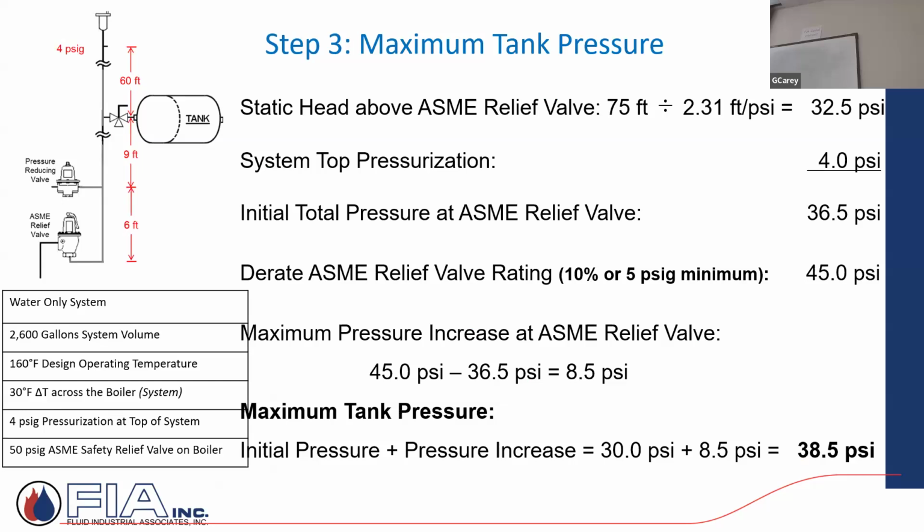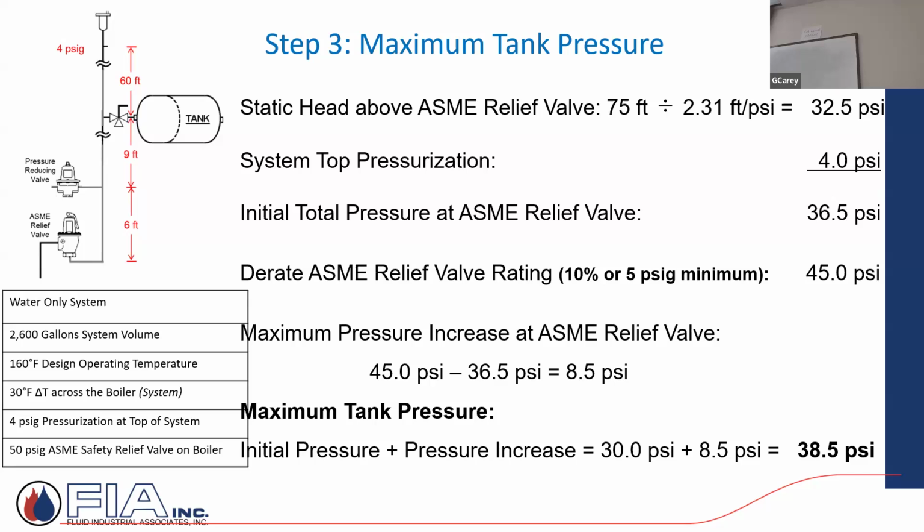So then maximum tank pressure. This one gets a little confusing. It can be. It shouldn't be, but it can be. So what we're saying here is, okay, the relief valve. As the volume expands and the pressure rises, I got to make sure that that stays closed. That's like the top of the rail. I can't go past that.